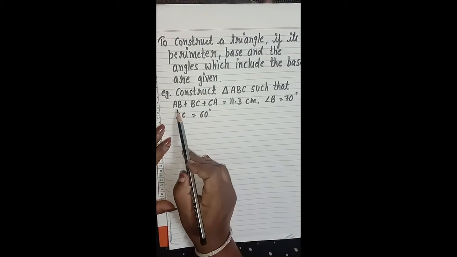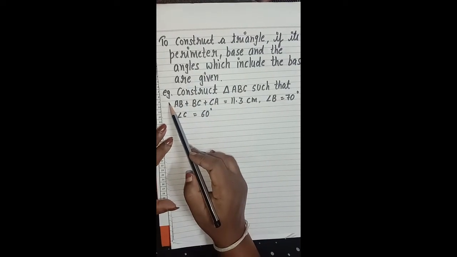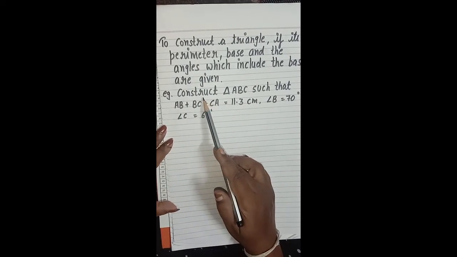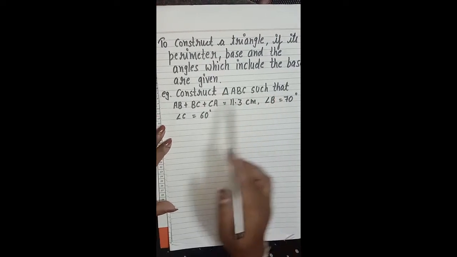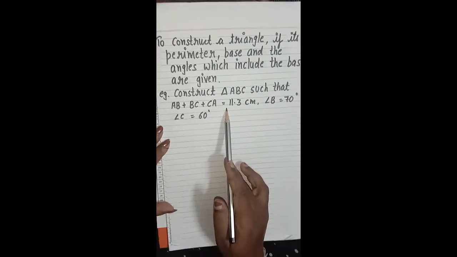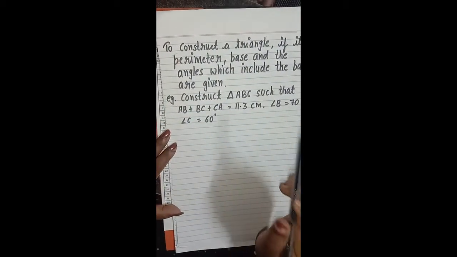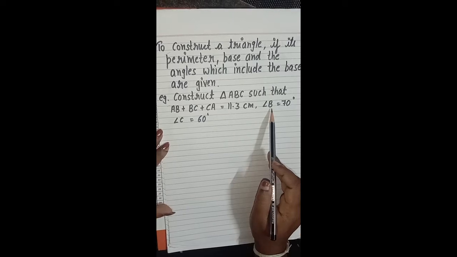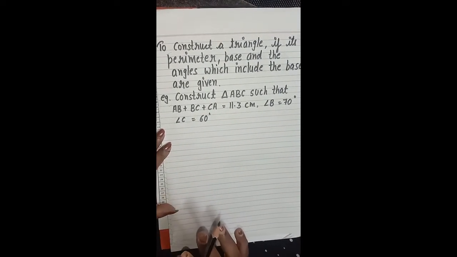Now we are going to learn this with the help of an example. The example is: construct triangle ABC such that the addition of all three sides, which is nothing but the perimeter, is given, and the base angles are given. Angle B is equal to 70 degrees, angle C is equal to 60 degrees.